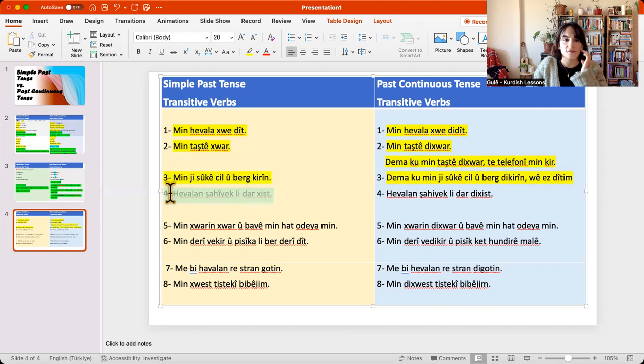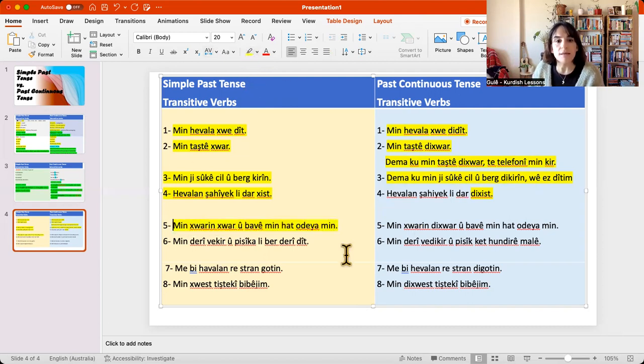The fourth one: Friends organized a party. And with continuous: they were organizing a party. Okay.